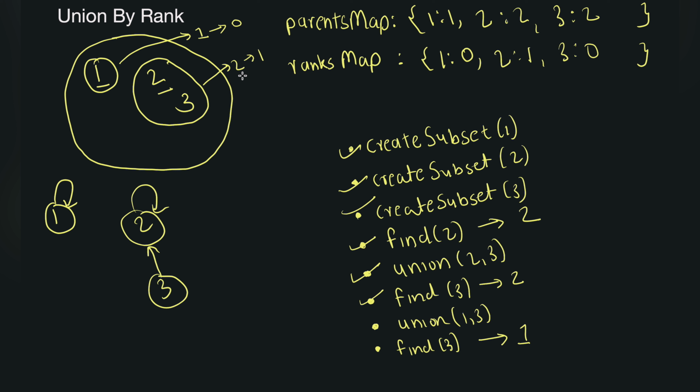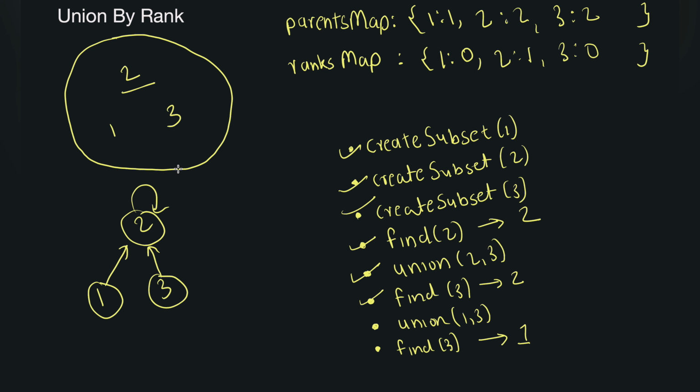Now, since the rank of 2 is more, the new larger subset that we'll create, the parent will be 2, as 2 has the higher rank. So let me just make 2 as the parent of the new larger subset. So now, as you can see, I have combined these two subsets to make 2 as the parent. The corresponding tree is also changed. And this time the tree is balanced. So the height of the tree is log of n.